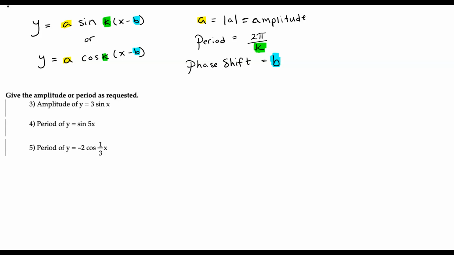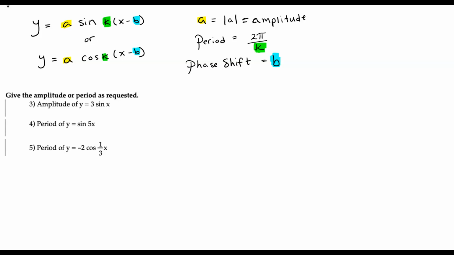Okay, we're going to take a look at some very brief examples here on how to interpret sine and cosine functions and identify elements of them. All right. In these examples, we are asked to give the amplitude or period as requested. So let's go ahead and take a look at the two functions sine and cosine.